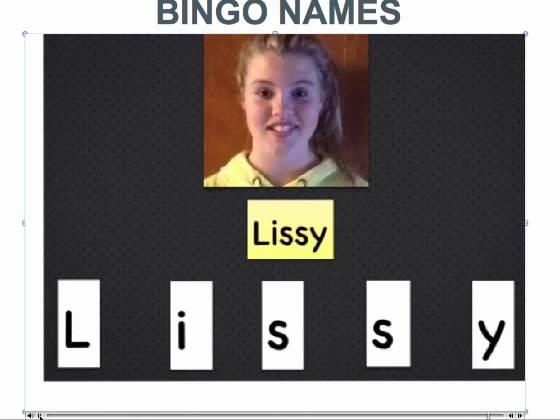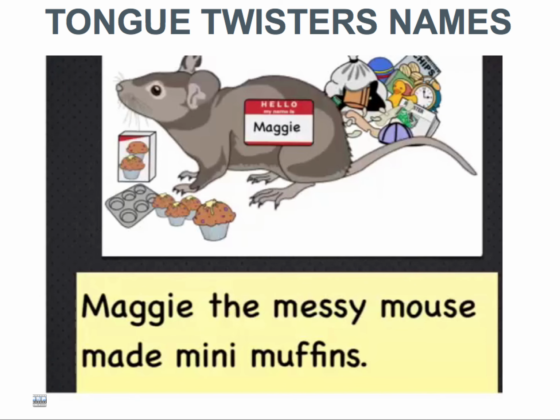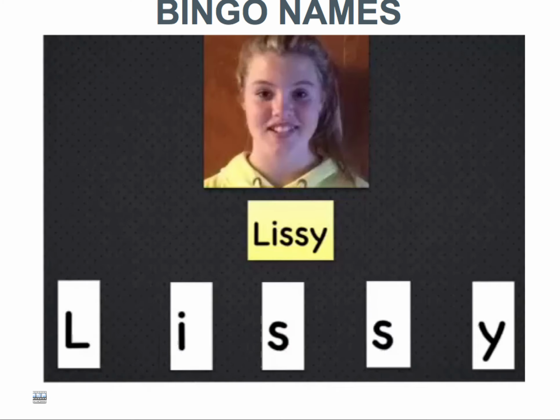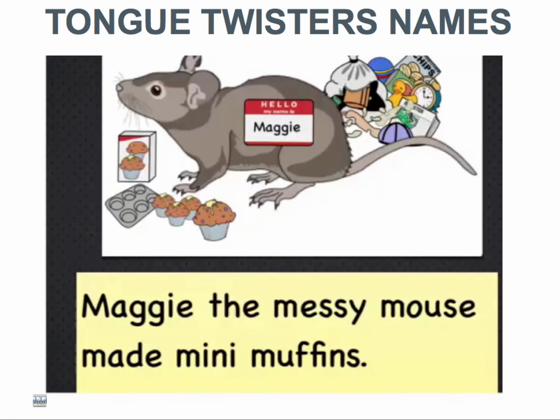And then the last exemplar is to make a tongue twister using your name, using all your students' names and just having a lot of fun with it. So here we have, Maggie, the messy mouse, made mini muffins. All I did there was prepare a picture first and then use the laser pointer. That's what I used in this one as well. Only the laser pointer to circle, to point to Lissy, underline her name, and point to each of the letters. And then I used the laser pointer in Explain Everything to point to each word as we spoke it.